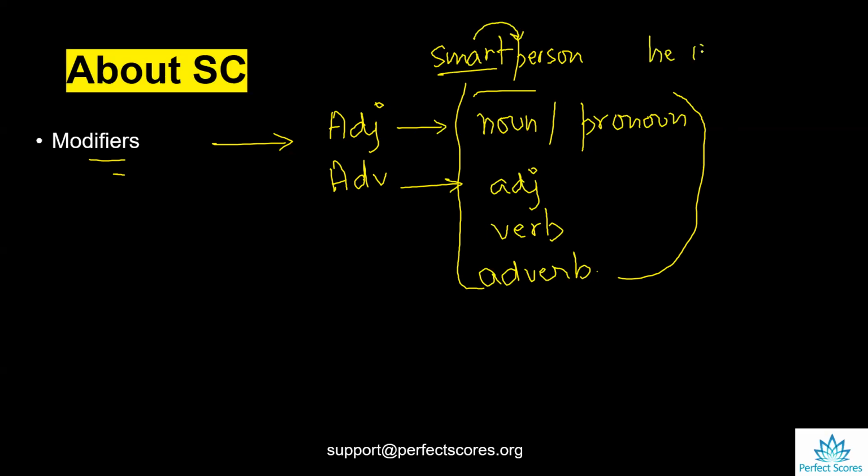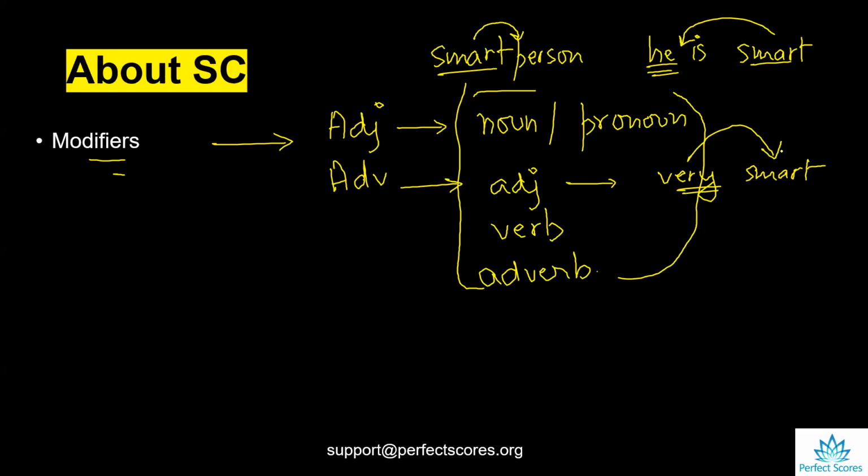Similarly, if you simply say he is smart, so smart is modifying the pronoun he. So that's where adjectives are used. Coming to adverbs, these are trickier. So for example, if you say he is very smart, so very is used as an adverb that modifies the adjective smart. And let's use this on a verb.